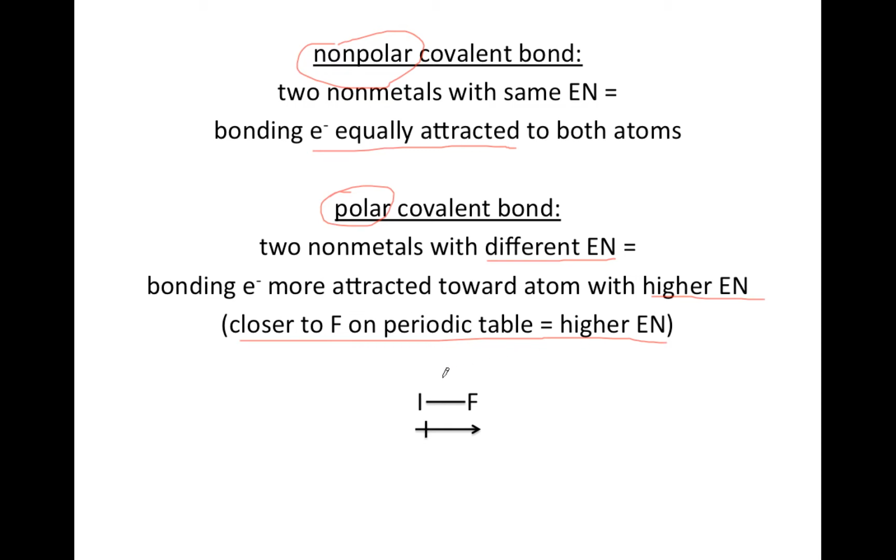So down below just shows you a sketch of a bond between iodine and fluorine. Since fluorine has the higher electronegativity, the electrons will be more attracted towards the fluorine, and sometimes you'll see an arrow to represent that. The head of the arrow pointing towards fluorine means the electrons are more attracted in that direction, and the plus end of the arrow tells you that the electrons are less attracted to the atom on that end, in this case, iodine.